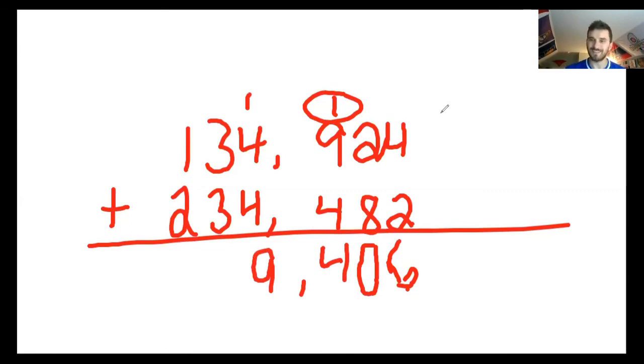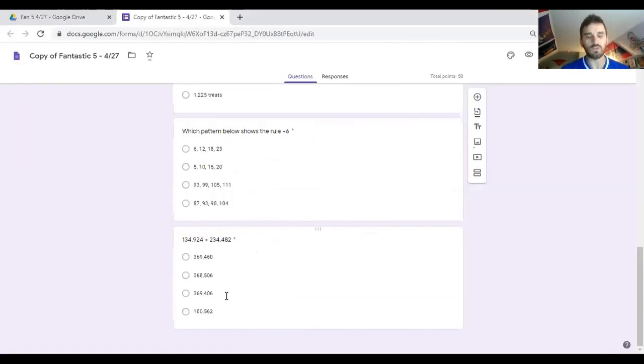All right, moving to the 10,000s place. 3 plus 3 is 6. And last but not least, moving over to the 100,000s place. 2 plus 1 is 3. That gave me 369,406, which would give you an answer choice of C.